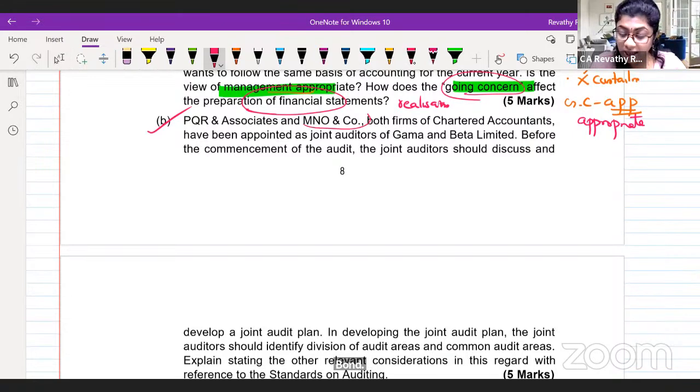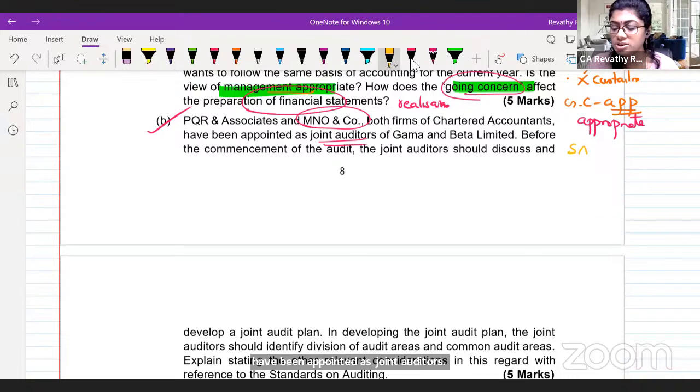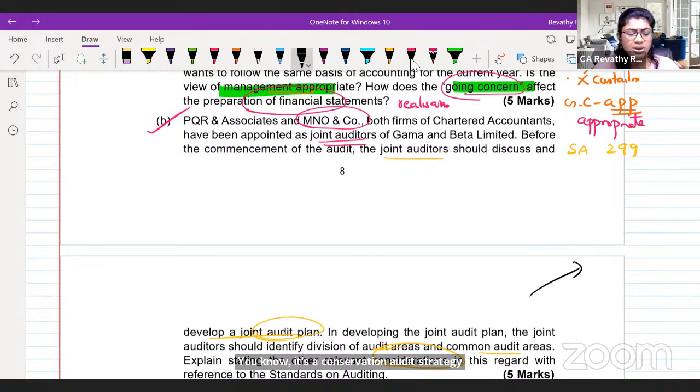PQR and Associates and MN and Co, both CA firms, have been appointed as joint auditors. Which SA came to your mind? SA 299. Before commencement of audit, joint auditors would discuss and develop the audit plan and strategy. In developing the audit plan, the joint auditors would identify the areas, etc. Explain the considerations. It's the considerations in audit strategy planning only. So, same answer. Even though it is SA 299, the route goes to SA 300 points.